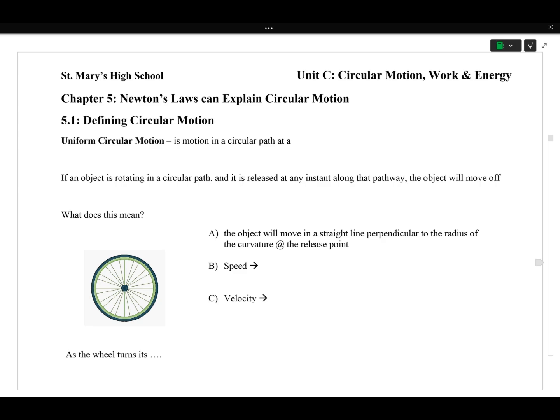Hello, Physics 20. Today we're going to be starting Unit B, or Unit C, and this is our circular motion unit. We're also going to look at work and energy in the second chapter. So we're going to start Chapter 5, which is all about circular motion. And just remember, circular motion is motion in a circular pathway.